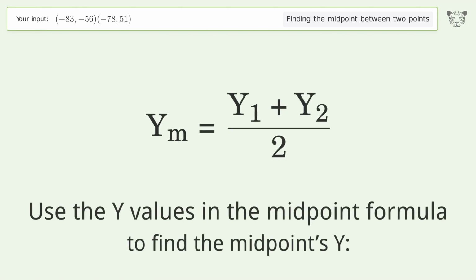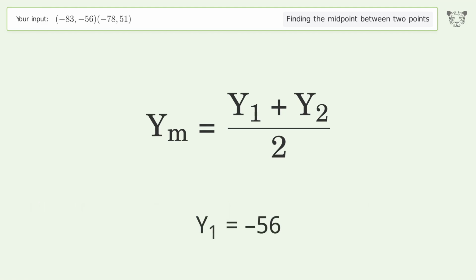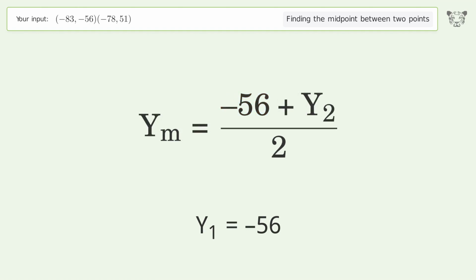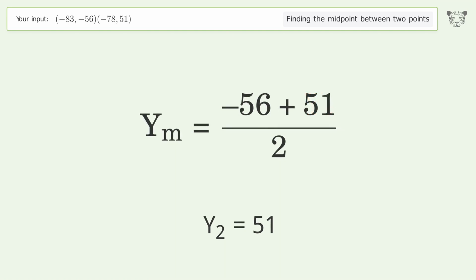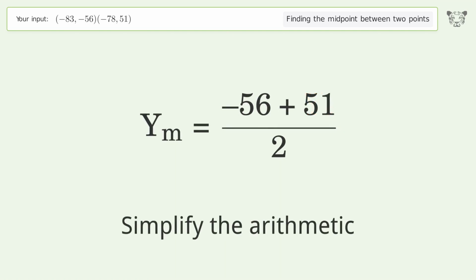Use the y values in the midpoint formula to find the midpoint's y. y1 equals -56. y2 equals 51. Simplify the arithmetic.